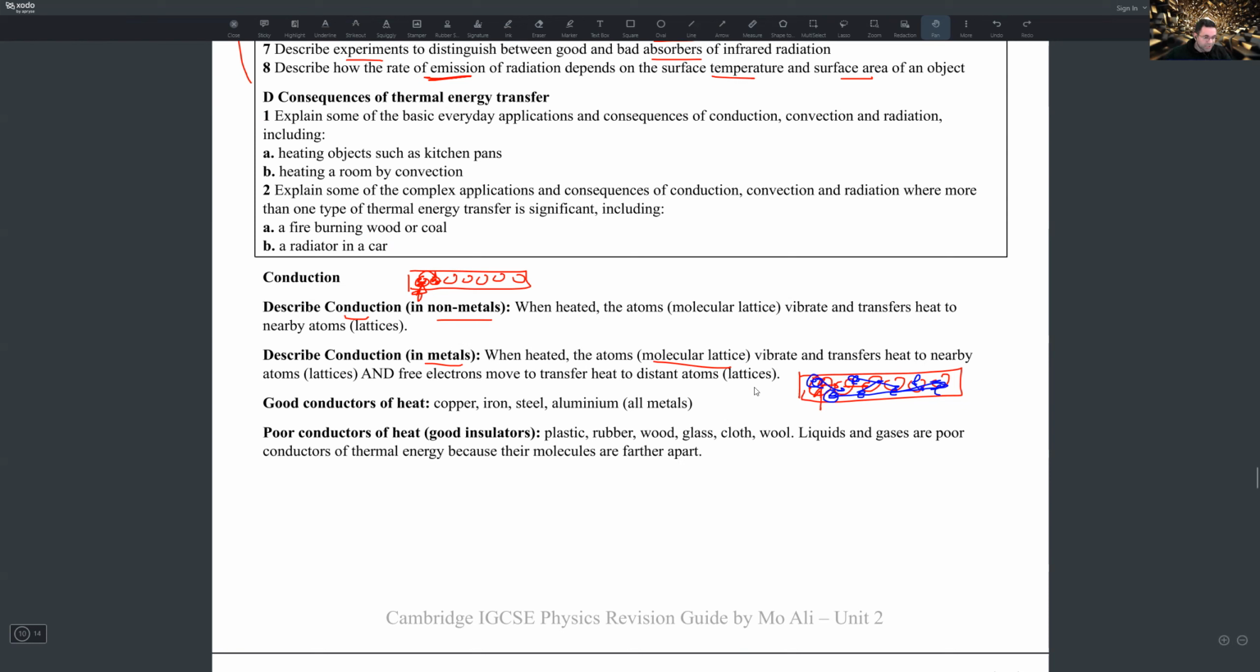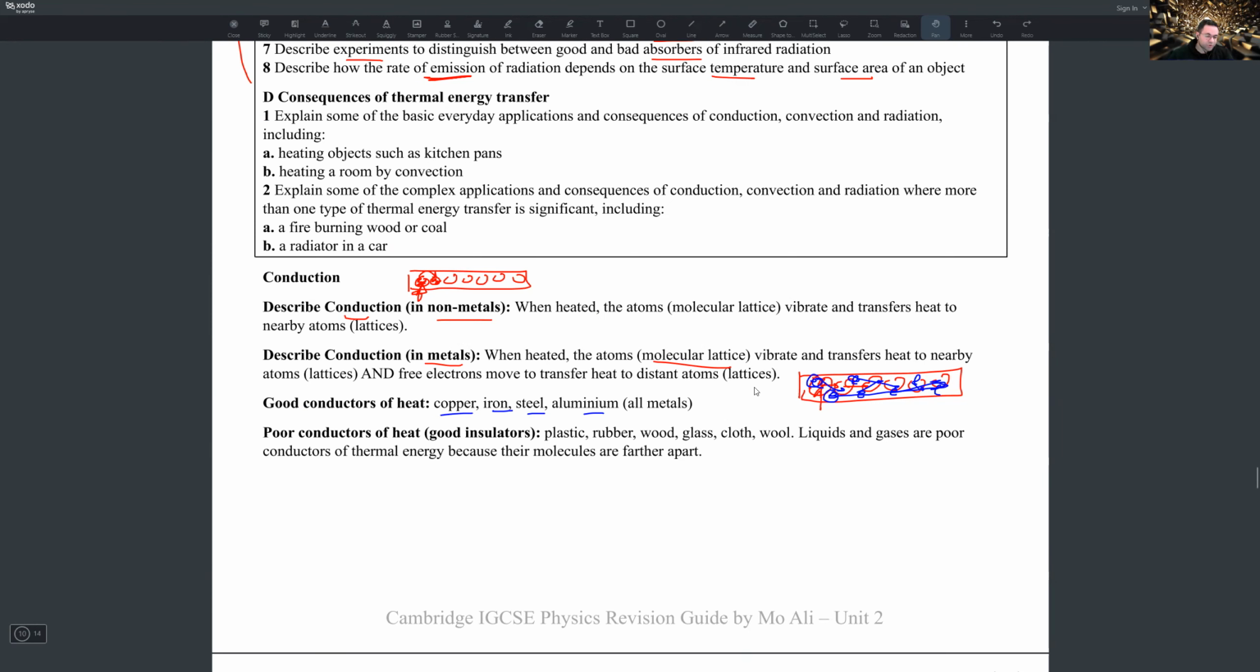So how does conduction happen in metals? Two actions happen. Atoms vibrate and collide with nearby atoms, and electrons move freely to transfer heat to distant atoms. Examples of good conductors are copper, iron, steel, aluminum. I know you know what metals are. I just kept a few examples in there for your sake.